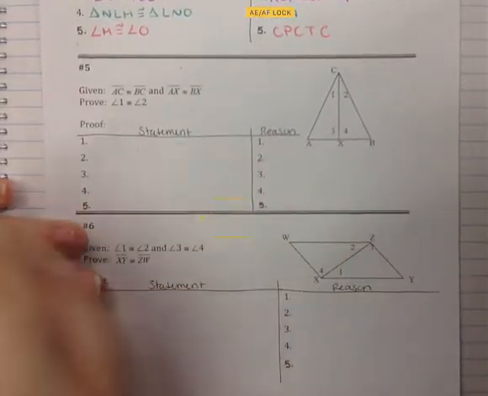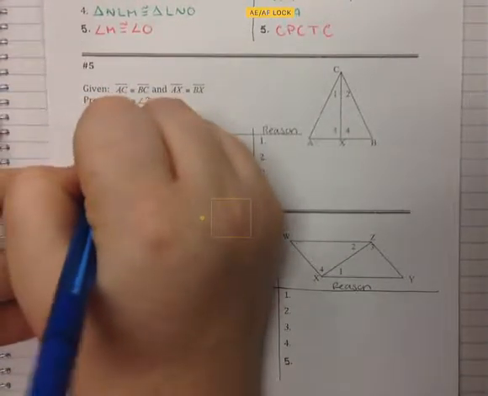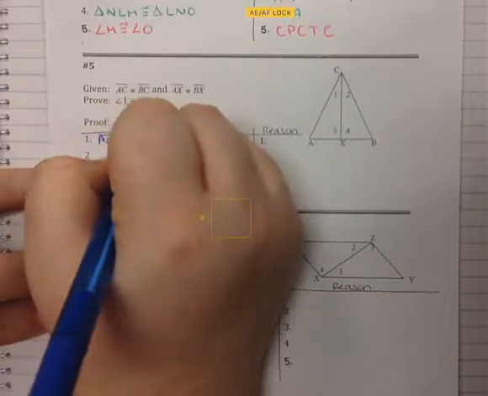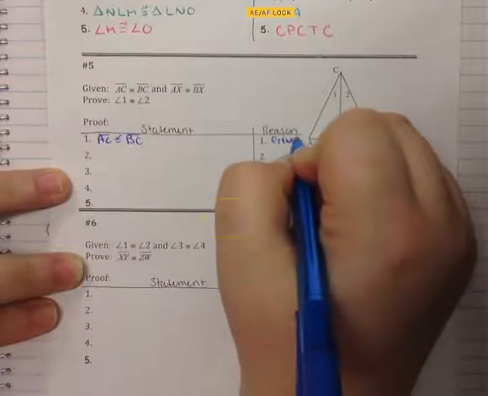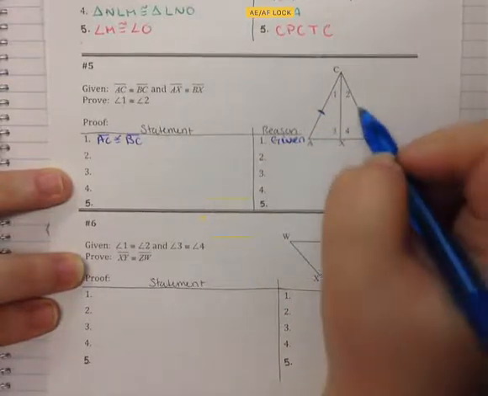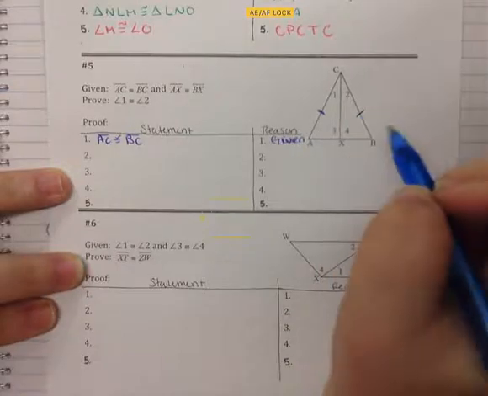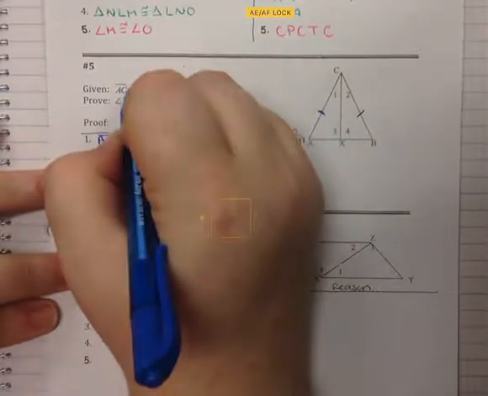On this next proof, again, we start with our givens. So it says that segment AC is congruent to segment BC because of given. So I'm going to mark that. Segment AC has a mark on it. It's congruent to segment BC has a tick mark on it as well. It's in our proof. It's marked. It says it's congruent. Check.